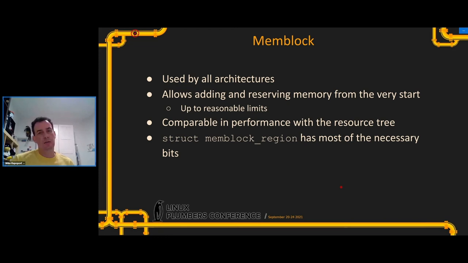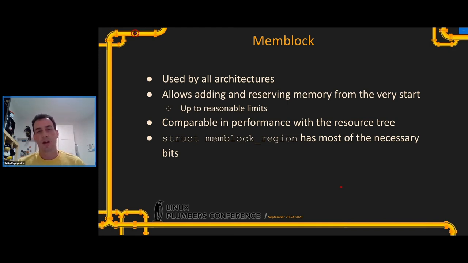Now, why I think memblock is the better option. So first of all, it's supported by all architectures. Everything uses memblock as the boot time representation before initialization of the page allocator. Memblock has the ability to add memory and reserve memory from time zero, from the very beginning of the kernel, because it's a static array that's always available up to some reasonable limits.